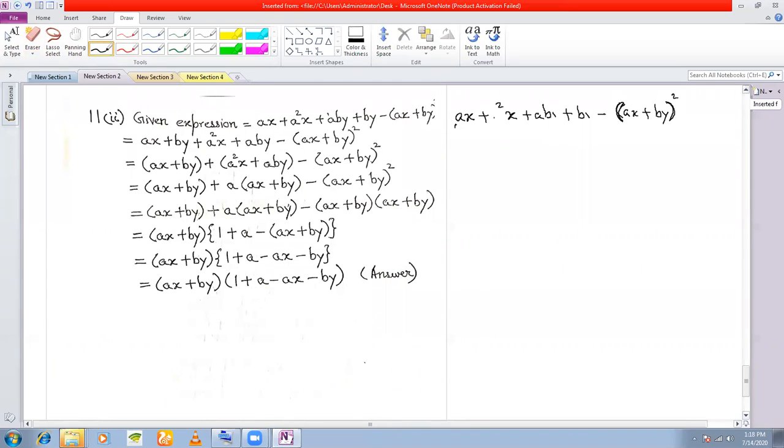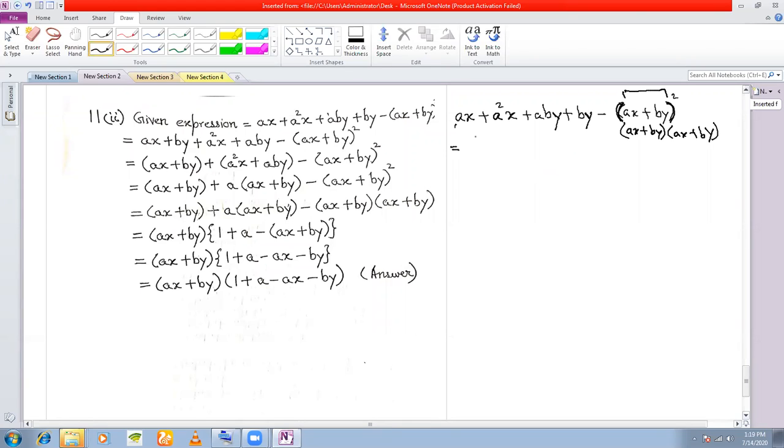So I have ax plus a square x, and you have aby, right? Now you see that this is a repeated factor, right? ax plus by whole square is ax plus by into ax plus by, isn't it? That is, this is ax plus by into ax plus by, isn't it? This one, only this one, right? Yes, because it is square.